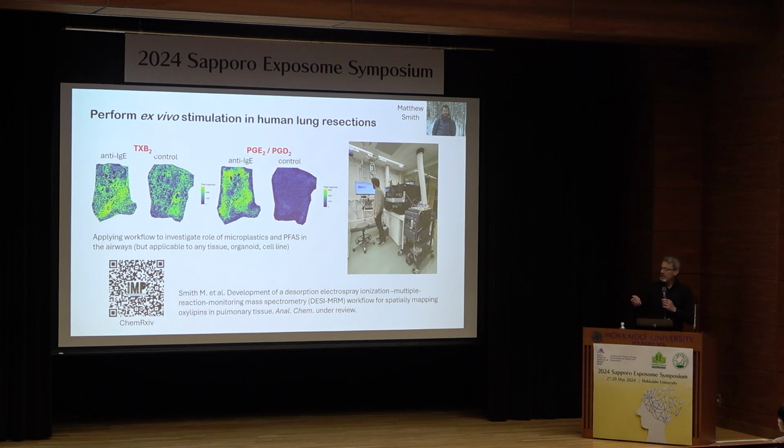What you're seeing here is an anti-IgE stimulation in human lung. And we're looking at, in this case, eicosanoids, which are pro-inflammatory compounds. But we wanted the same type of thing with environmental chemicals. The paper for this was just submitted, so here's the QR code if you want to look at that in more detail. But I think being able to visualize these chemicals in space is going to be extremely exciting, and understand what the local in situ physiological effects of environmental exposure are.